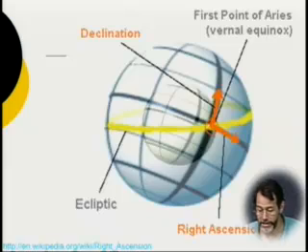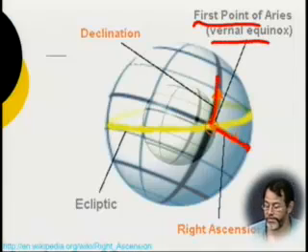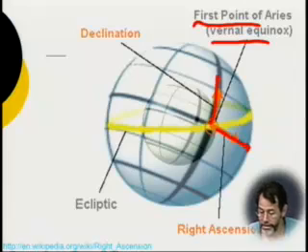Here's another picture of things. Here's right ascension measured along the celestial equator. Declination is like latitude. And the first point of Aries, related to the timing of the vernal equinox, gives you the zero point of this coordinate system on the sky.